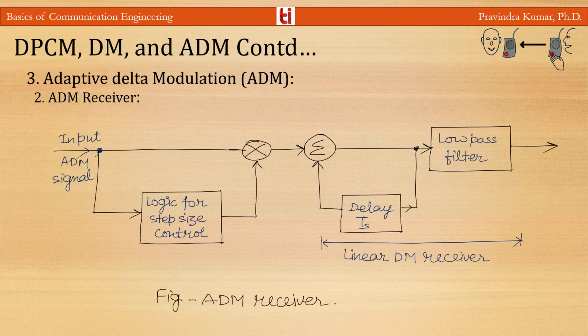And the block diagram of the receiver you can see on your screen. In ADM, the signal is first converted into a DM signal with the help of the step size control logic, and then applied to a DM receiver. At the output of the low pass filter, we will get the original signal back.